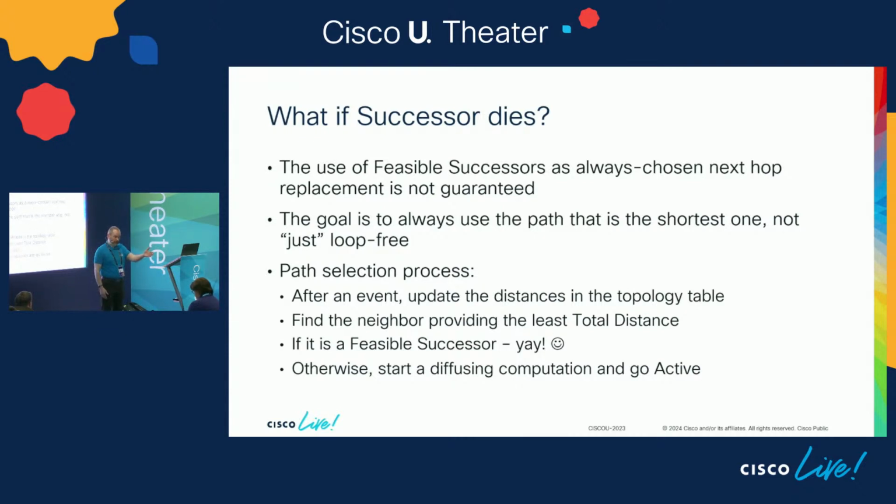Maybe it provides the least path, in which case you can raise the feasible distance, start from scratch, and start using it. Or maybe you find somebody else. That's how EIGRP does it. Don't be surprised. And again, this is by design. This is how it's intended to work. Not a bug, it's a feature.